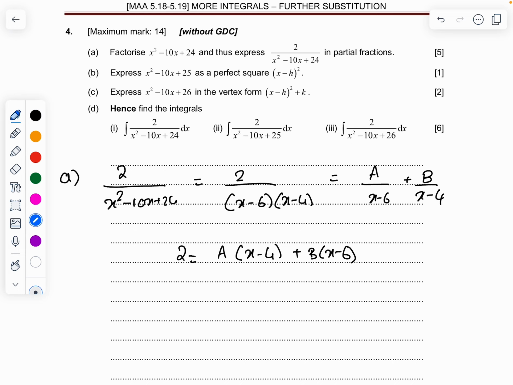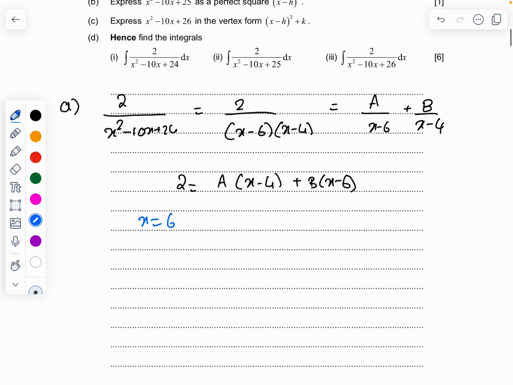So 2 equals A times x minus 4 plus B times x minus 6. Now plug in x equals 6. So 2 equals 2A, so A equals 1. Plug in x equals 4. 2 equals minus 2B, so B equals negative 1. So what will be the partial fractions now? 1 upon x minus 6 minus 1 upon x minus 4.